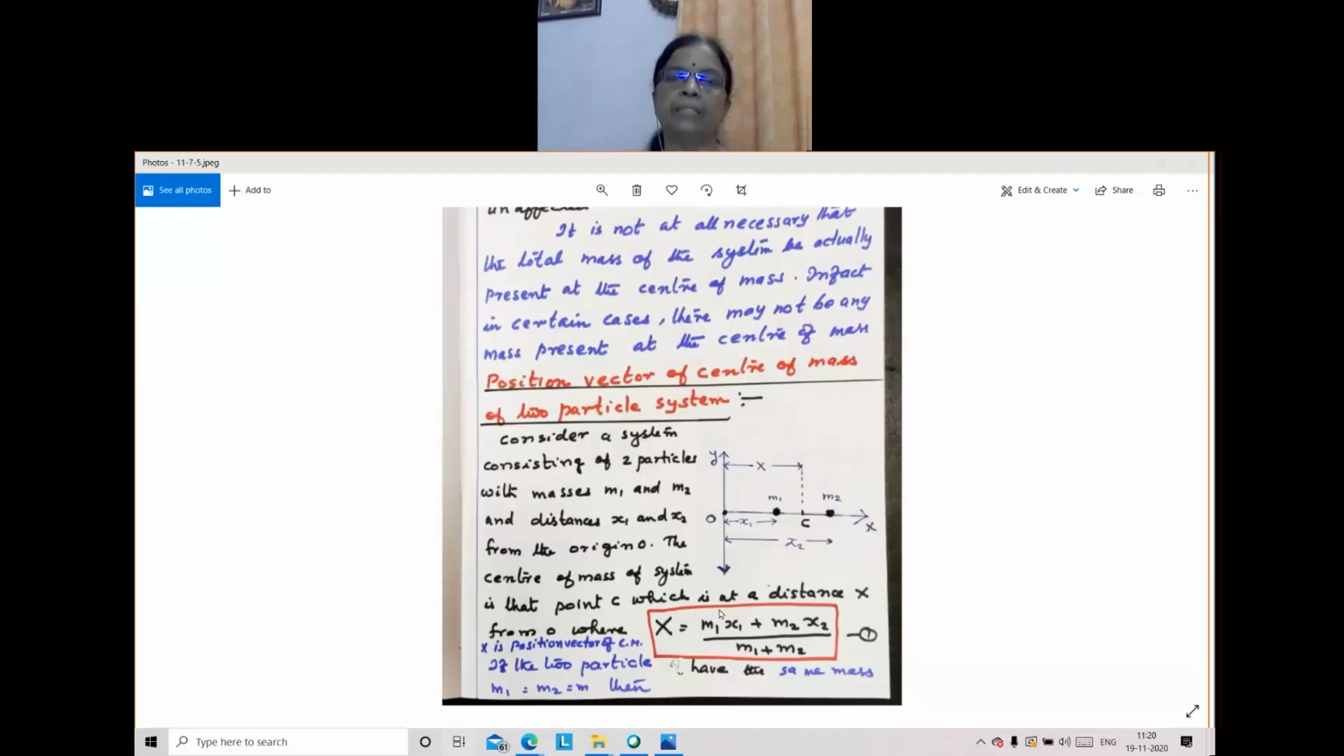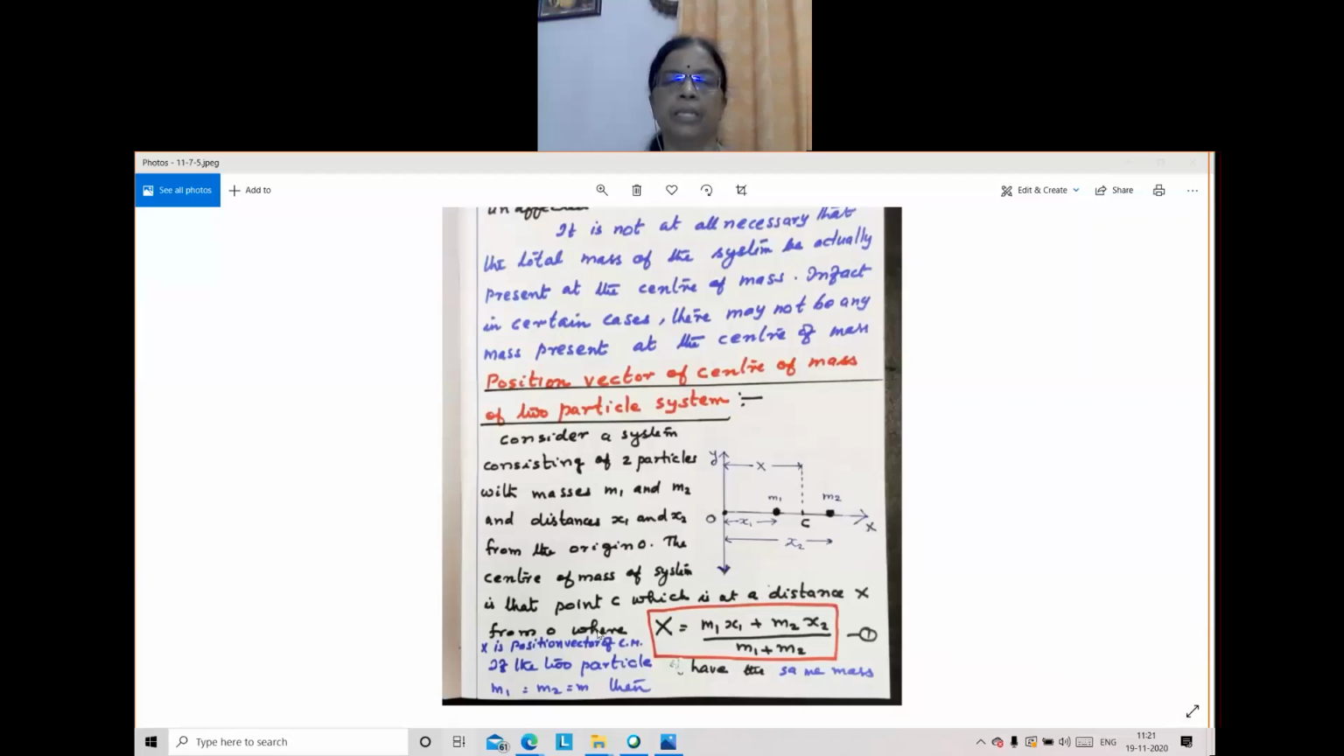m1 x1 plus m2 x2 plus, well, what is the third particle? m3. m3 x3 plus etc., up to mn xn, whole divided by what should we write? Whole divided by the total mass of the body. Yes, m1 plus m2 plus m3 plus etc. plus mn for n particles. That will be the total mass. So that is the general case for n particles. This is for the two particle system.